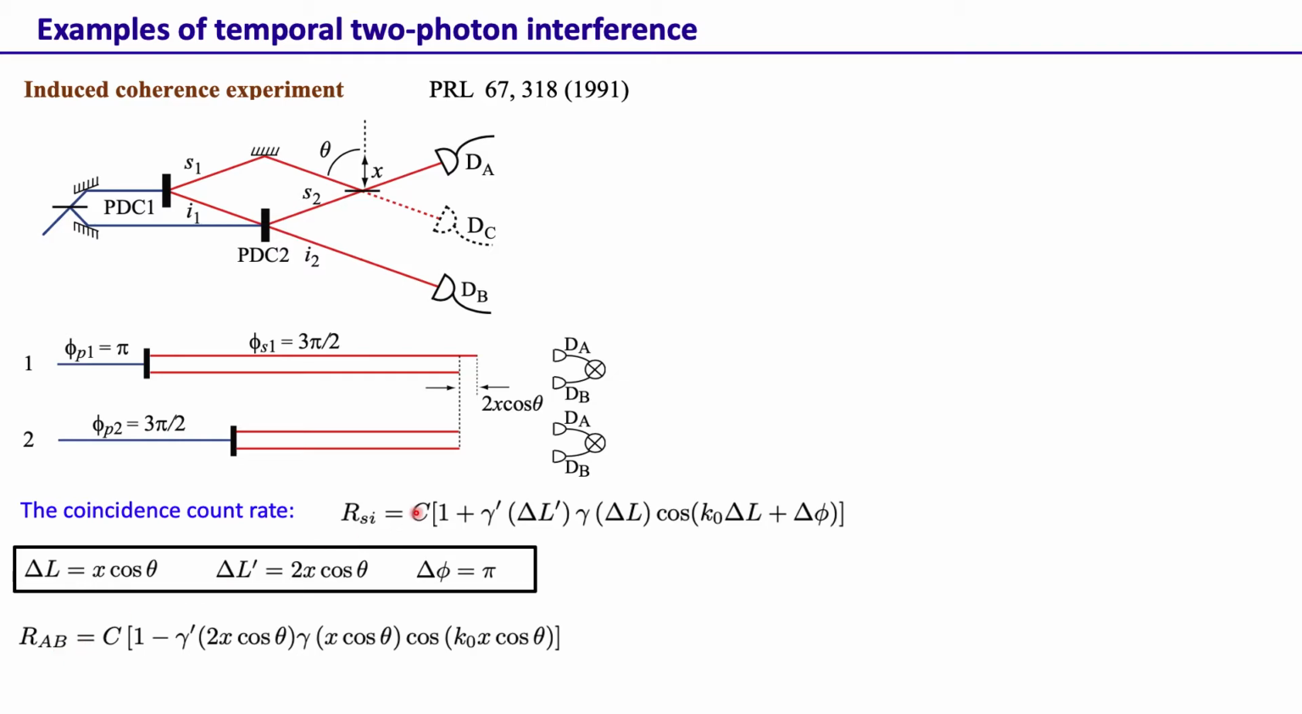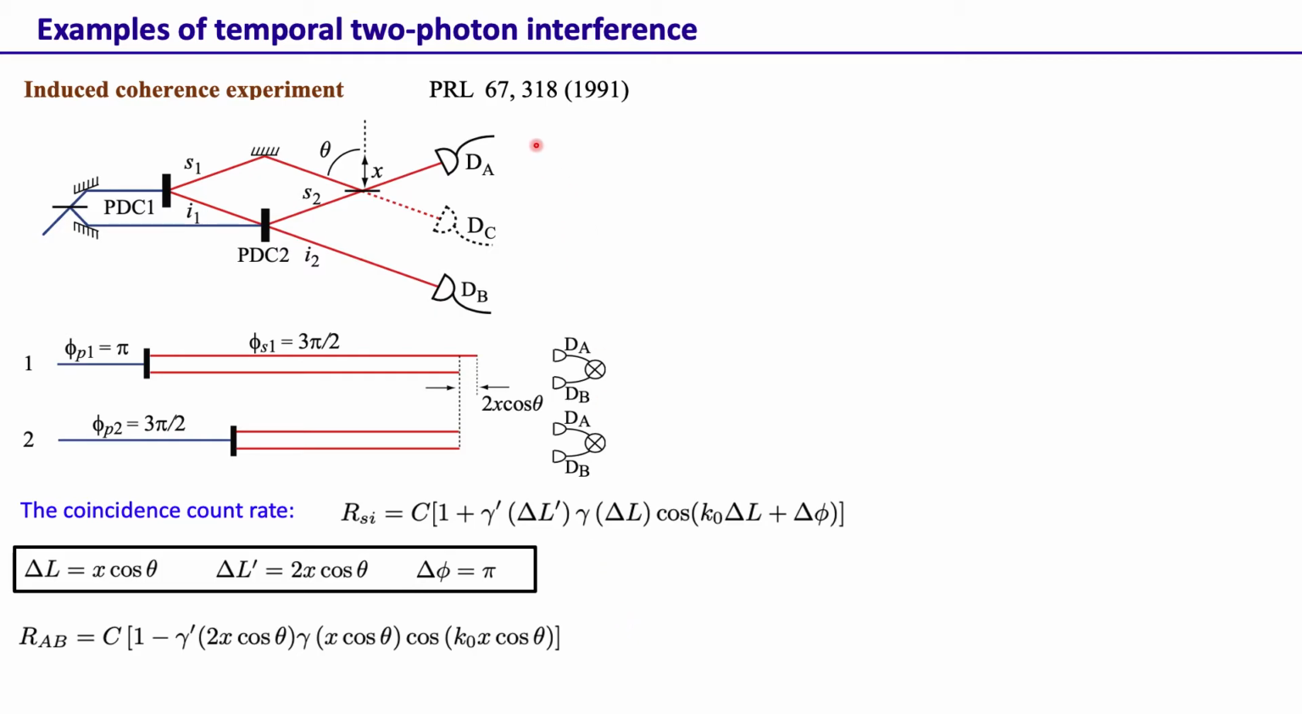And if we just calculate RAB, these are the two detectors, so that's 1 minus gamma prime twice x cosine theta, gamma x cosine theta, and cosine k naught x cosine theta. So this x is basically the beam splitter displacement. So as a function of this beam splitter displacement, one would see interference because of this cosine term in the coincidence count rate. Okay, so this was not the surprising result of this experiment.